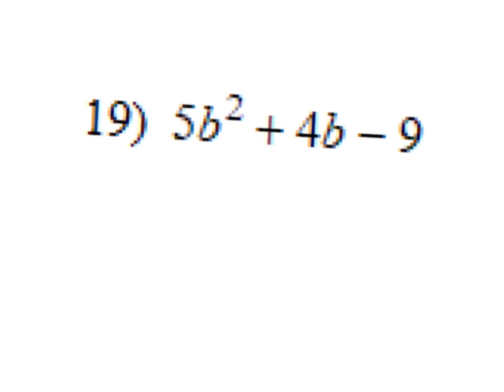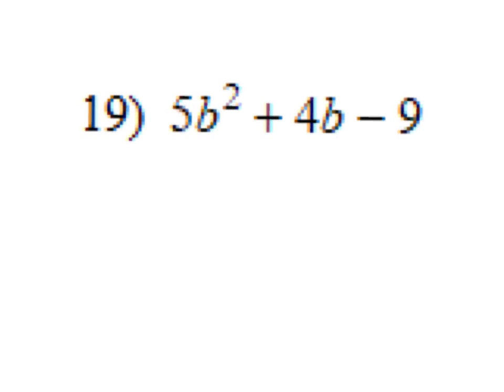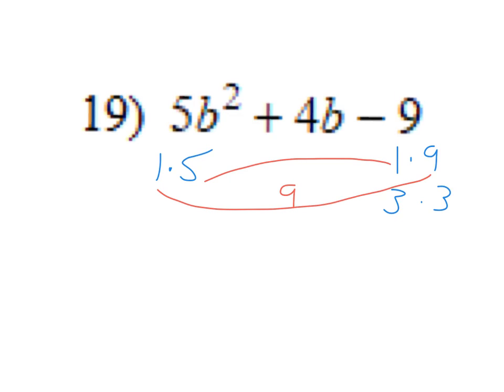Okay, number 19 here. All right, well, I've got a number out front, so I'm going to need to do 1 times 5. And then on the back side here, 1 times 9 and 3 times 3. All right, so I'm looking for a 4. So 1 times 9 would give me a 9. 5 times 1 would give me a 5. And then if I make that 5 negative, when I add that middle right there, this will give me a plus 4.